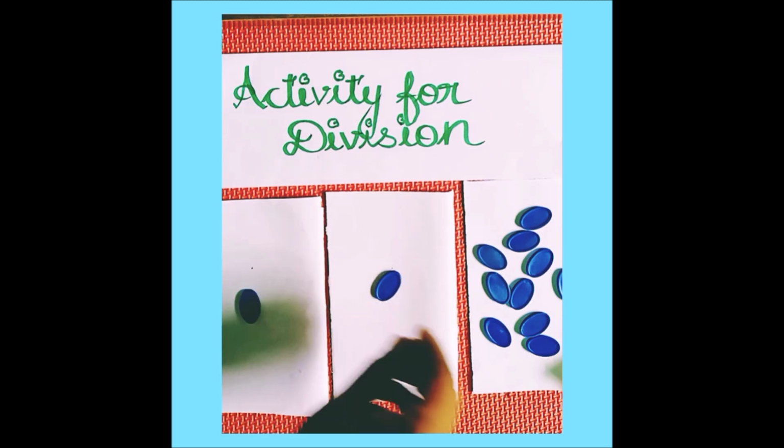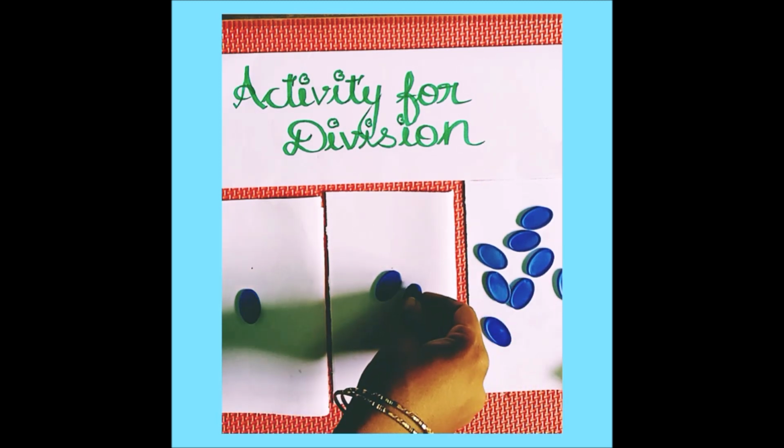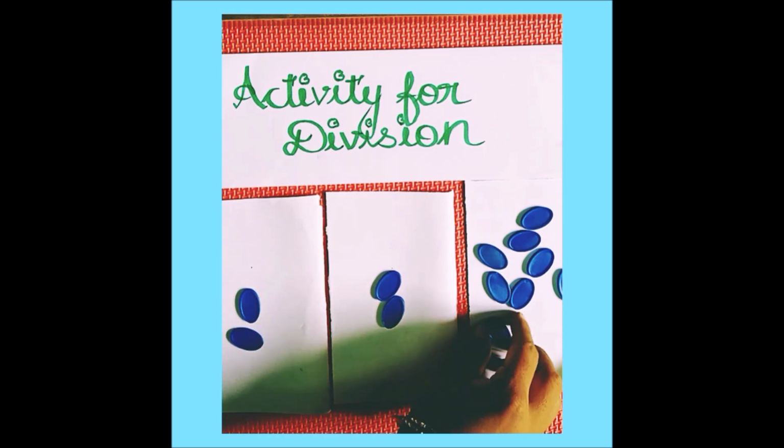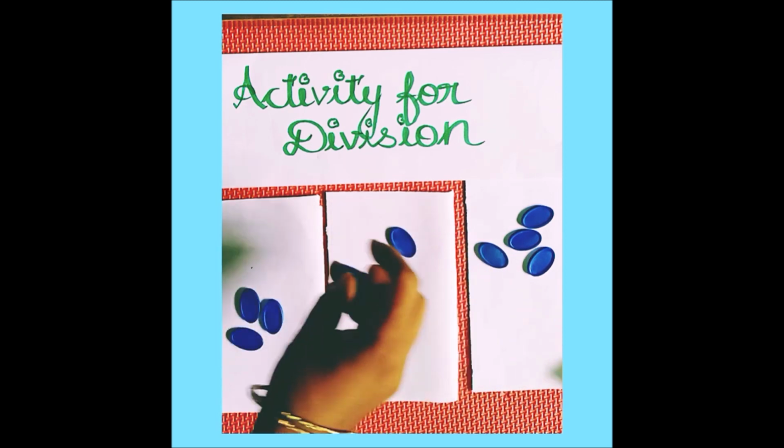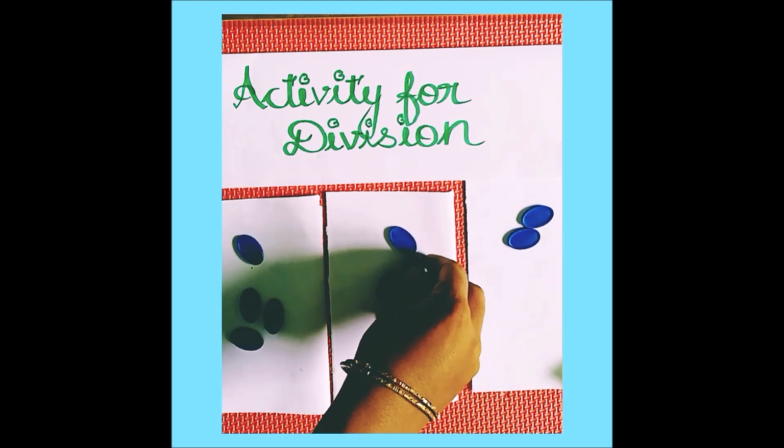So 1, 2. Again take 2 coins. Give 1 to each part. Again take 2 coins, give 1 to each part. Similarly take 2 coins and give 1 to each part.